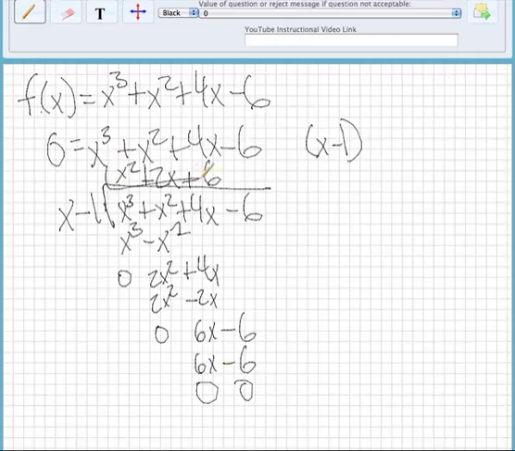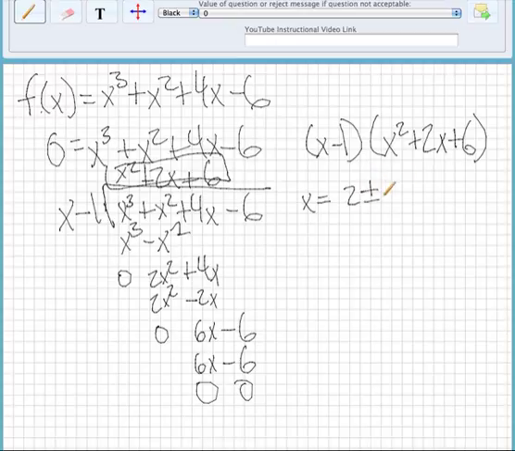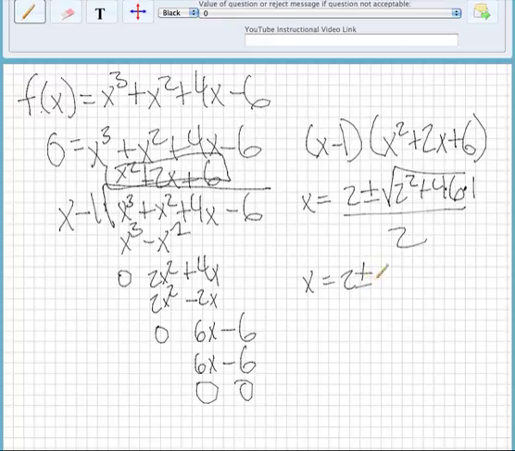So that means that this is also a factor right here. This is it factored, x squared plus 2x plus 6. But this does not factor, so we have to do the quadratic formula. So x equals 2 plus or minus the square root of 2 squared plus 4 times 6 times 1 over 2. So that's going to be equal x, 2 plus or minus 4. I'm sorry, this is minus that.